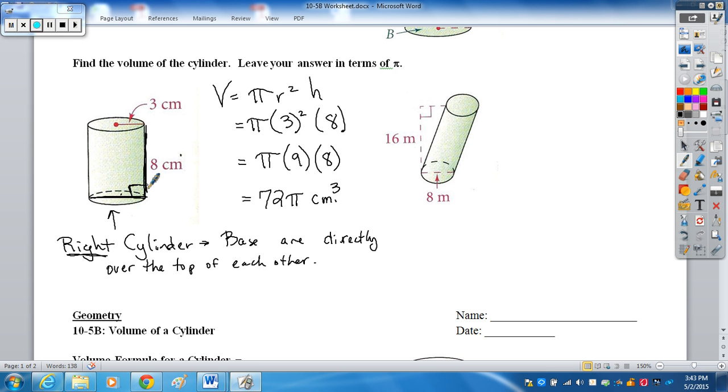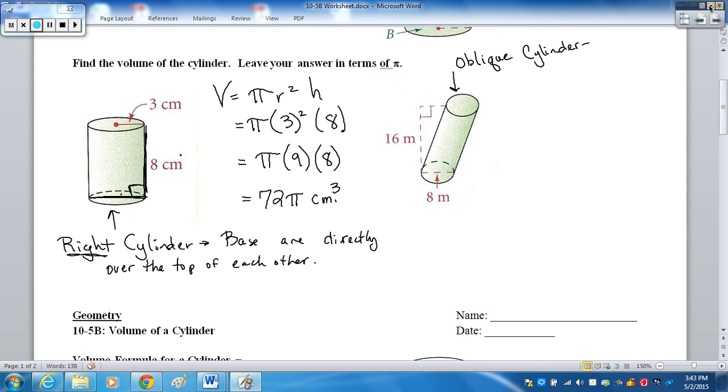For this one, you notice that the bases are offset. They're not directly over the top of each other. We call these structures oblique. Oblique, in this case, cylinder. Okay? And what's an oblique cylinder? You could probably guess it from your definition of a right cylinder. It's just that the bases are not directly over the top of each other.